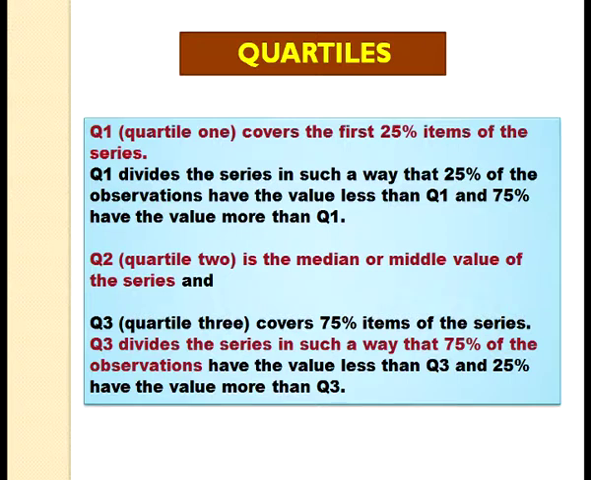Now, let us talk about the third quartile. The third quartile or the upper quartile covers 75% items of the series. Q3 divides the series in such a way that 75% of the observations have the value less than Q3 and 25% have the value more than Q3. So, students, we have learned about Q1, that is lower quartile, Q2 that is median, Q3 that is upper quartile.